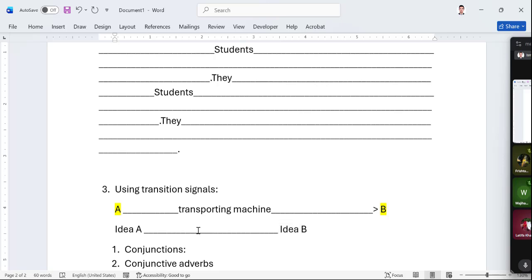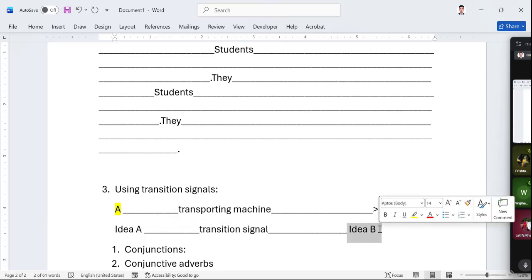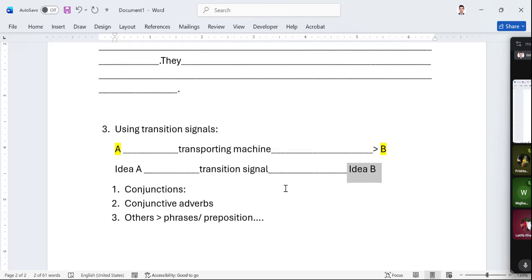So in order to connect these two, we will use a transition word. That's the function of a transition signal. When I call it a transition signal, it means the word which connects idea A to idea B, like a transporting machine which helps you go from position A to position B. So connectors or transition signals help you go from idea A to idea B. That's the function of a transition signal. Now, in order to have the right connection, we have to use the right transition signal in the right position.